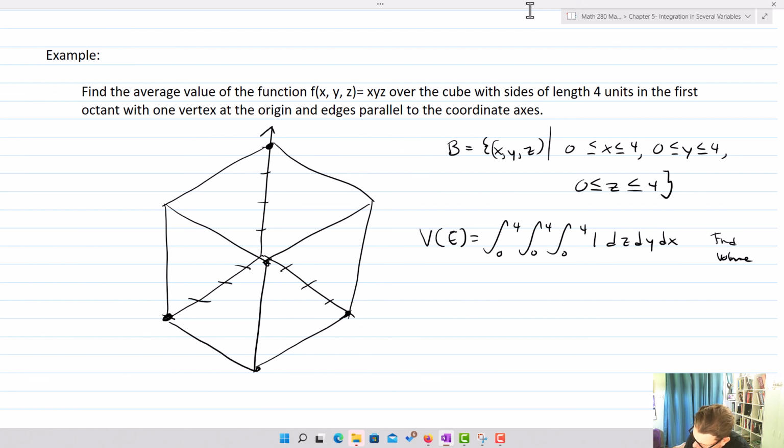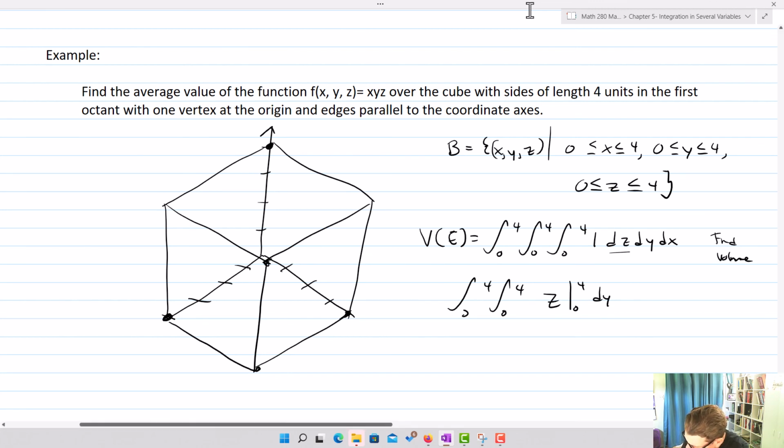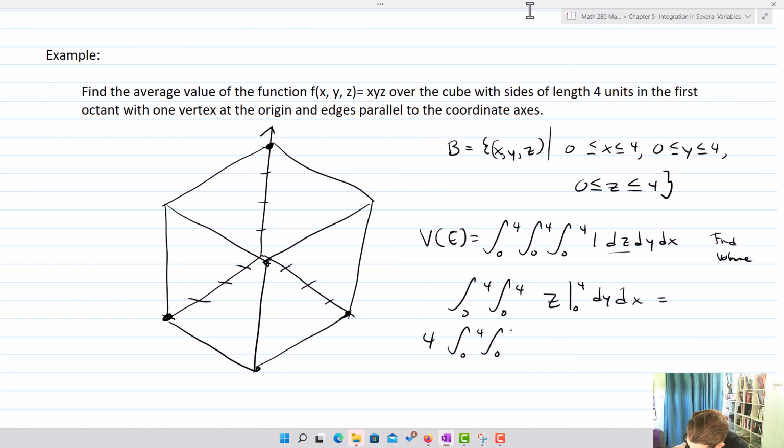Okay, there's our first, find our volume. So integrate with respect to z first. This gives me the integral from 0 to 4, 0 to 4, of z evaluated from 0 to 4, dy dx. So this is the integral from 0 to 4, and this is now going to be 4. So this is going to be 4 times the integral from 0 to 4, 0 to 4, dy dx.